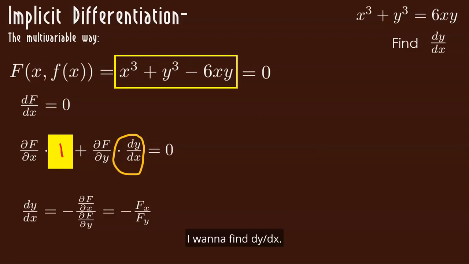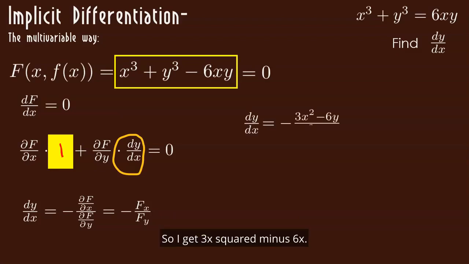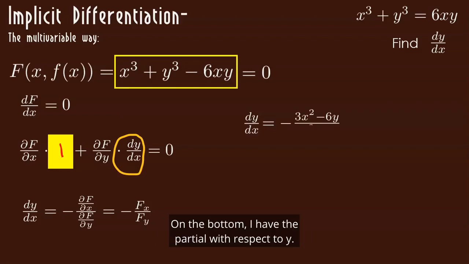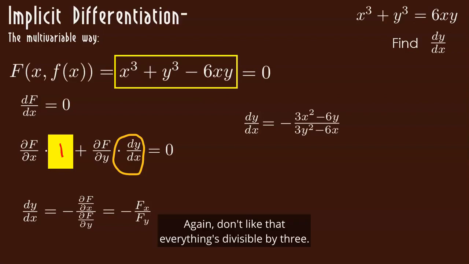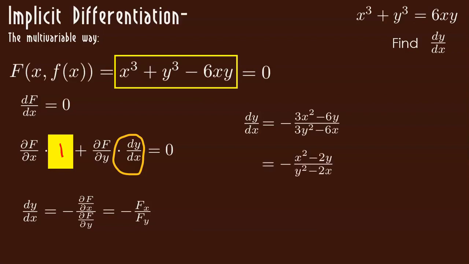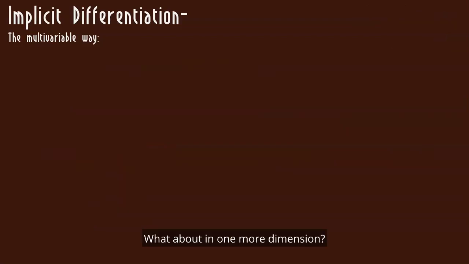I want to find dy/dx. On top, I have the partial with respect to x, so I get 3x squared minus 6y. On the bottom, I have the partial with respect to y, so I have 3y squared minus 6x. Again, don't like that everything's divisible by 3, so let's fix that. Now this doesn't look like what I had before. Wait a minute. Notice there's a negative in front, and when I run the negative through the top, I get the same expression.